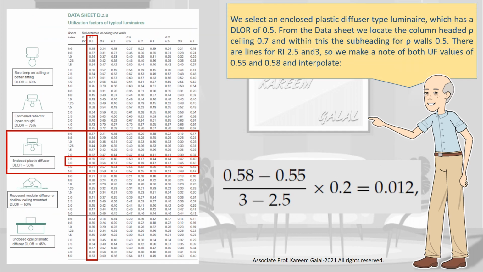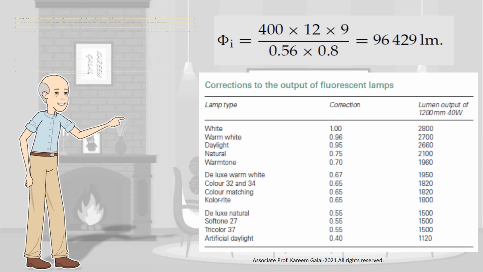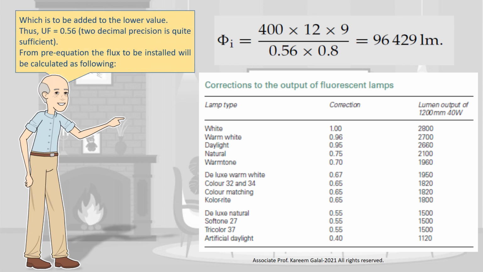We select an enclosed plastic diffuser type luminaire, which has a DLOR of 0.5. From the data sheet we locate the column headed row ceiling 0.7 and within this the subheading for row walls 0.5. There are lines for RI 2.5 and 3, so we make a note of both UF values of 0.55 and 0.58 and interpolate, which is to be added to the lower value. Thus, UF equals 0.56, 2 decimal precision is quite sufficient. From the previous equation the flux to be installed will be calculated as following.